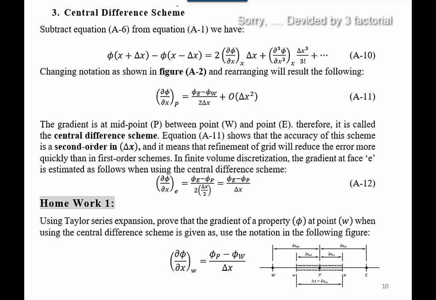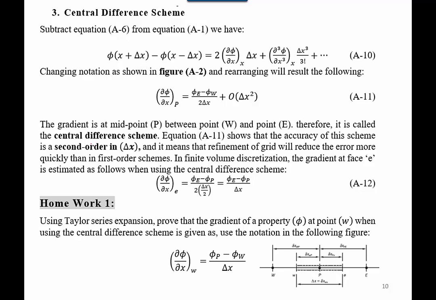Okay, so if we change the notation as shown in figure A2 and rearrange the terms, we will get equation A11, which is the first derivative of phi at point P. It will be equal to phi at east minus phi at west divided by 2 multiplied by delta x plus the order of delta x to the square power. The gradient is at midpoint P between point west and point E. Therefore, it is called the central difference scheme.